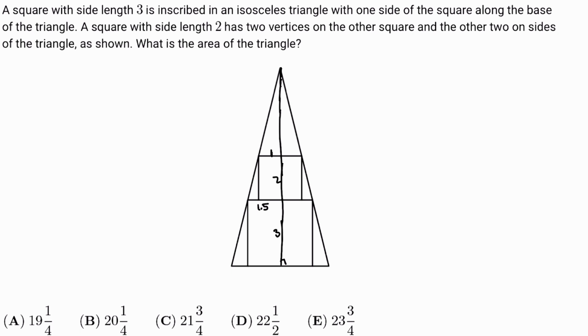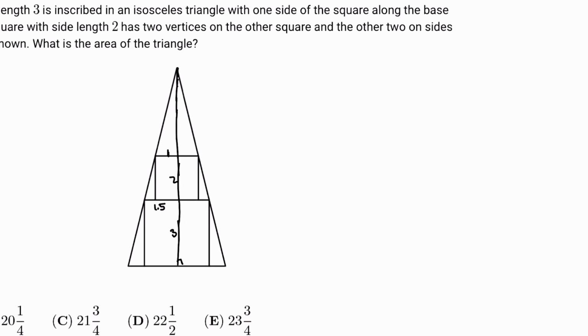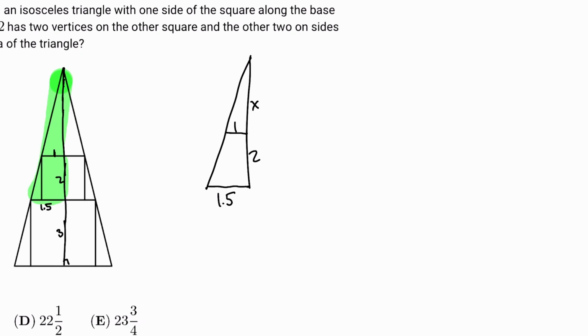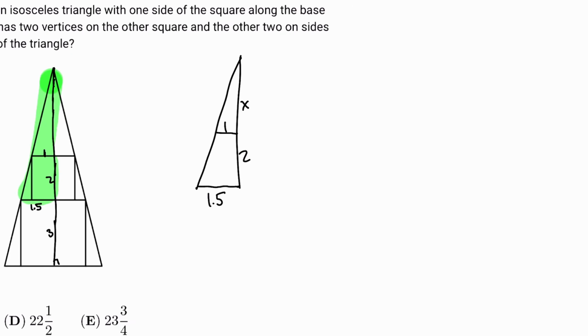Is there anything else that we could utilize to solve for this? Well, obviously there is. If we just take out this part of the shape, let's draw another one over here, then we will see that this is 1.5, and there is a 1, there's a 2 over here. If we let that be x, then we can use similar triangles, right? Because both of these are right angles, and obviously this angle is equal to itself.